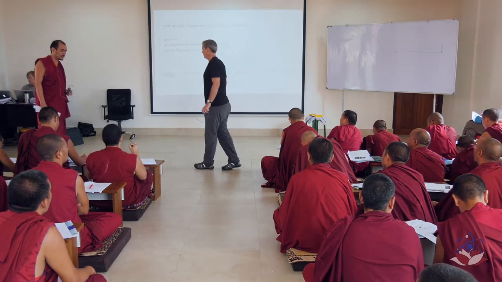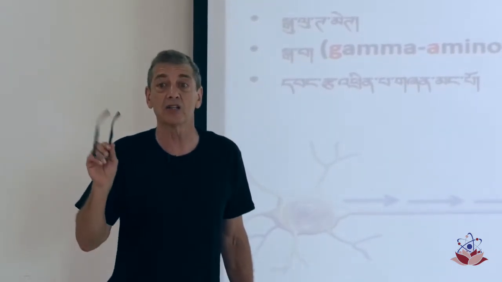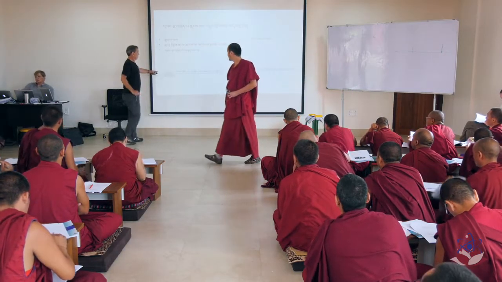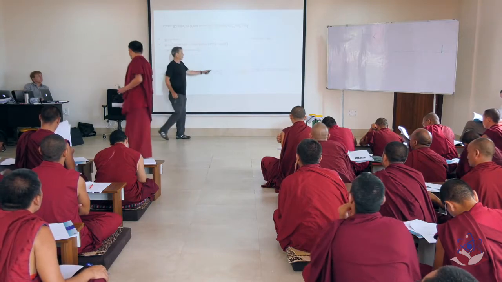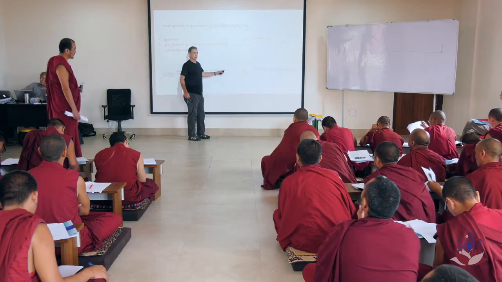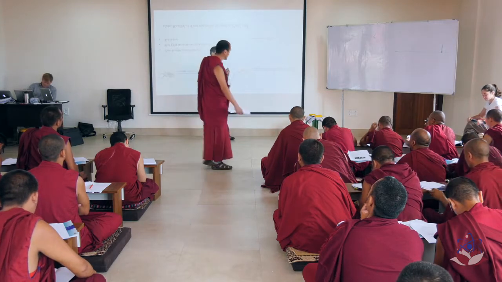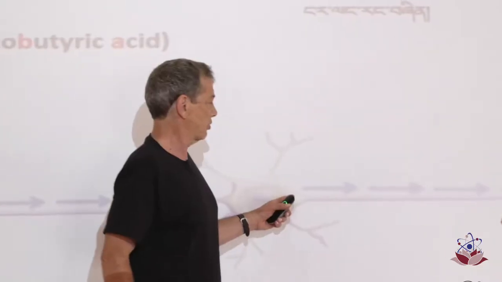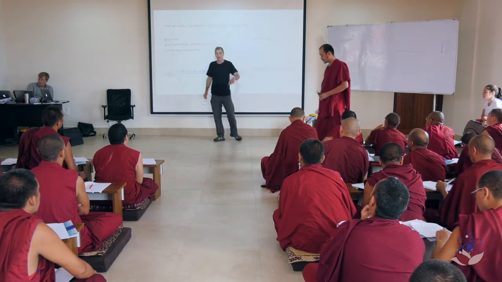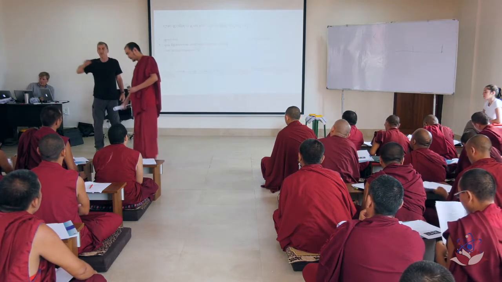Glutamate is the name of one excitatory neurotransmitter. When glutamate, this is the action potential, it releases glutamate here at the axon tip, which allows an action potential to be generated, so the signal can continue.